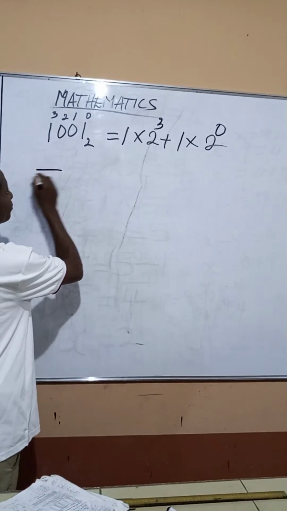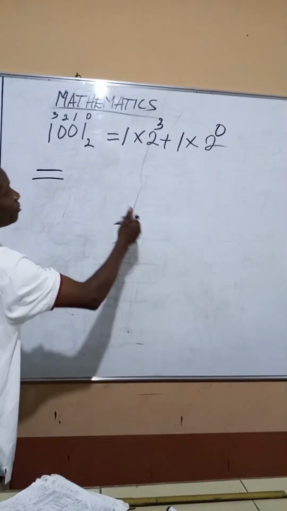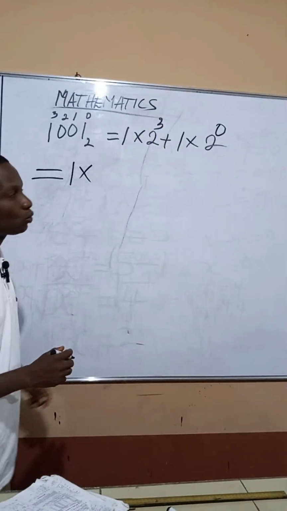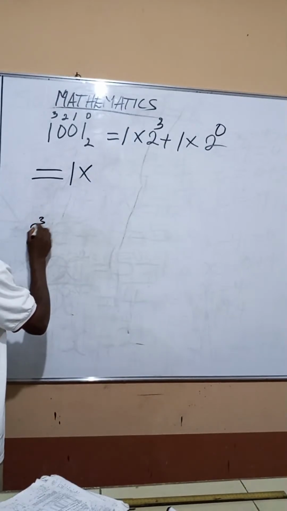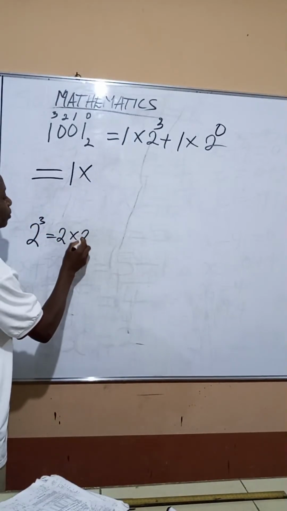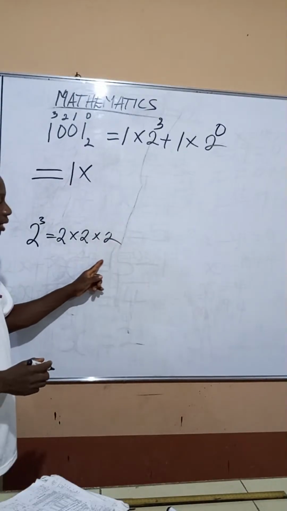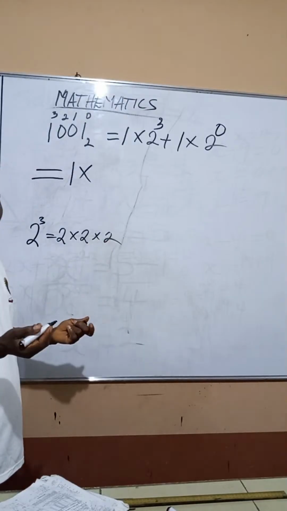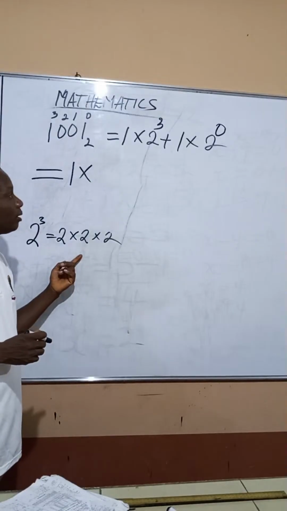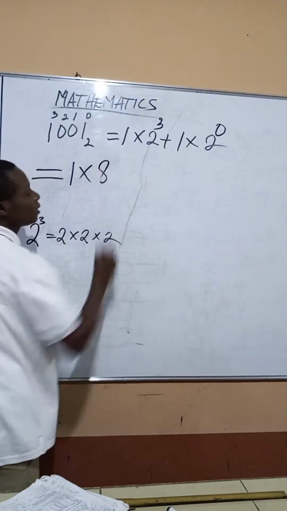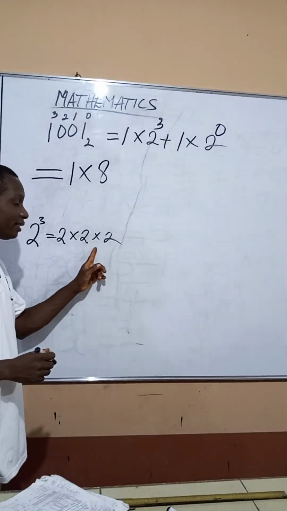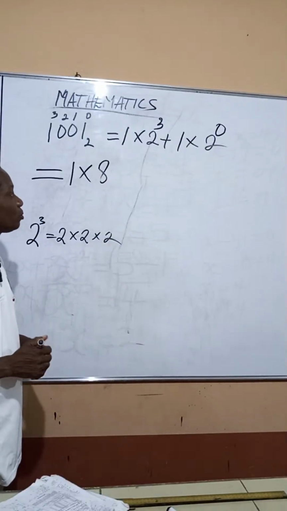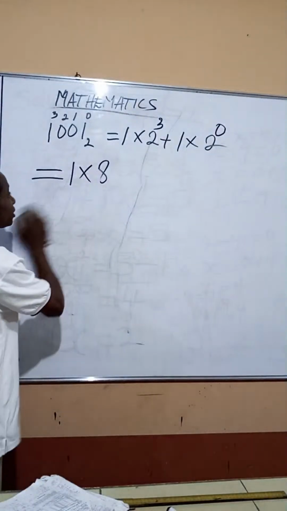Now, the next phase is for us to simplify or evaluate the numbers. This gives 1 times 2 raised to the power 3. What is 2 raised to the power 3? Remember, 2 raised to the power 3 is equal to 2 times 2 times 2, and the answer is 8. Do you get it? So you're going to have 8 here, because 2 is multiplying itself 3 times. 2 times 2 is 4, times 2 is 8. We are going to let this go.